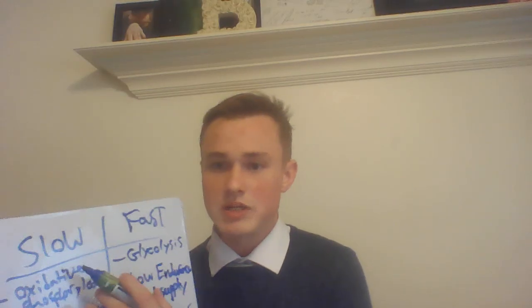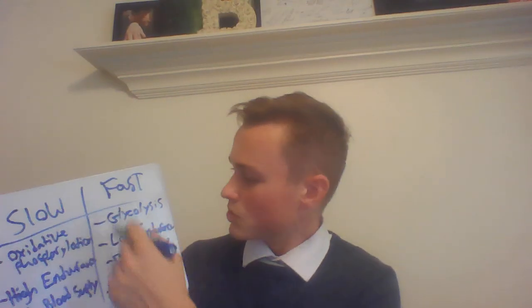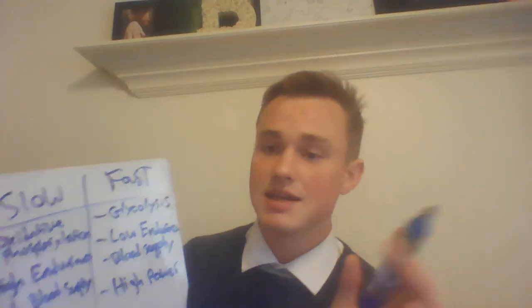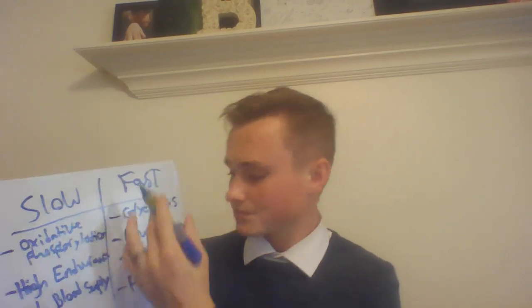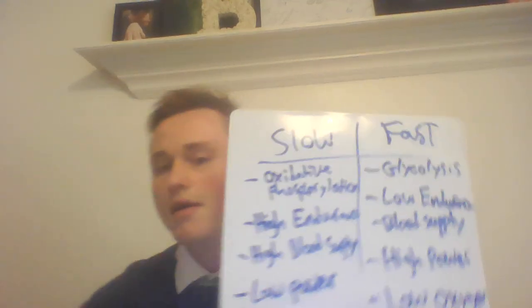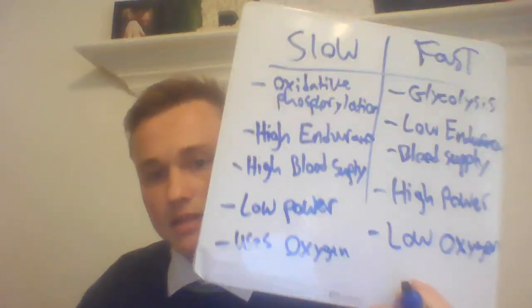Type 2A has some oxidative phosphorylation. It's kind of like an in-between the two. It's not super slow twitch and it's not super fast twitch. Type 2A has a little bit of the characteristics that we see with slow twitch, but it's still more fast twitch than it is slow twitch. So it'll be more towards this side. But for type 2X, it's definitely 100% fast twitch. So we got low oxygen here. And that's kind of like the difference between the two.